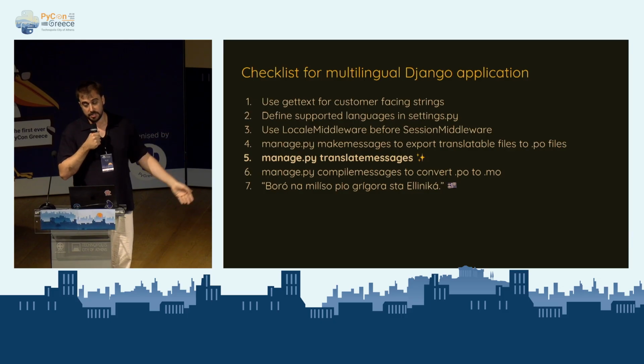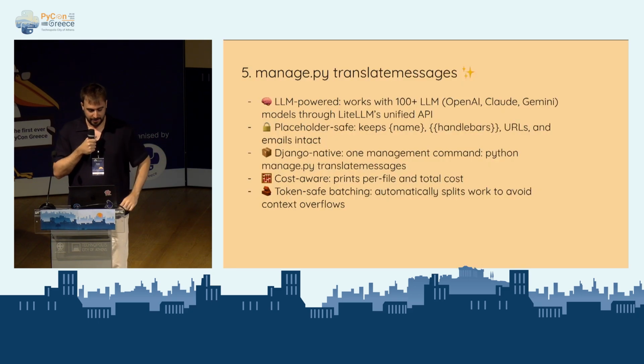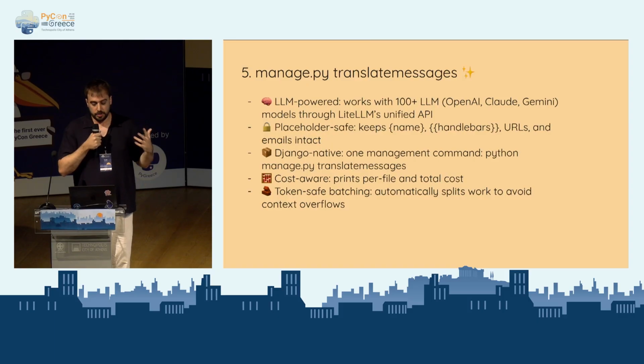So this is the new checklist I suggest. Instead of finding a translator, I just ask you to stay in your terminal and run the translate messages management command, and everything is going to work smooth as butter, I hope. So it works with more than 100 LLMs. It keeps the placeholders, with just one management command. It also prints out the cost of your translations. And it also batches, so you're going to pay less and it's going to take less time.